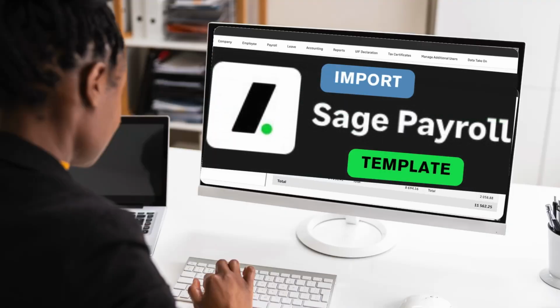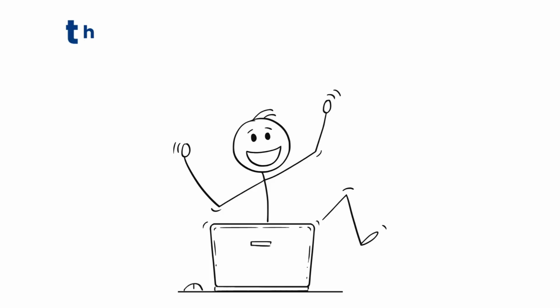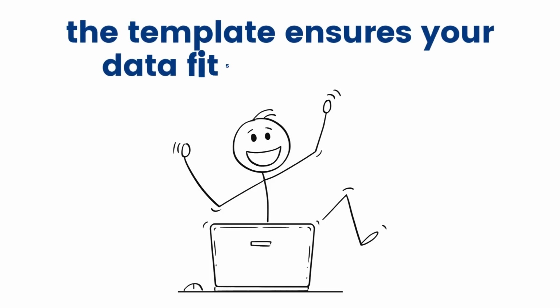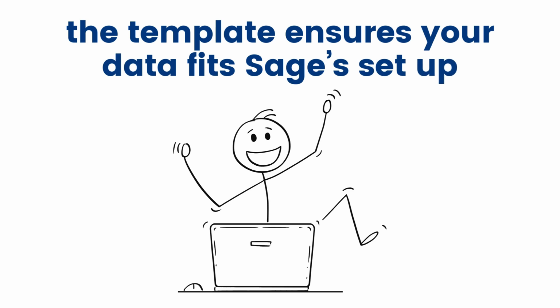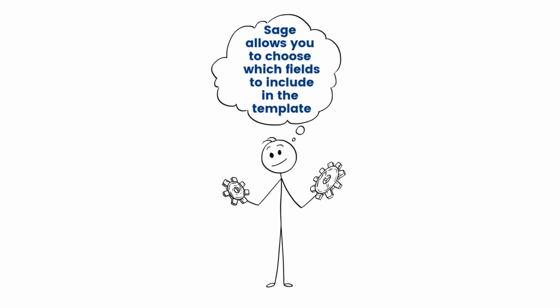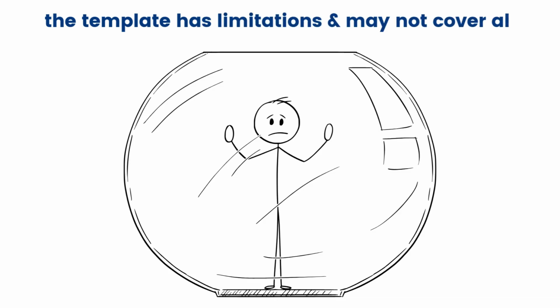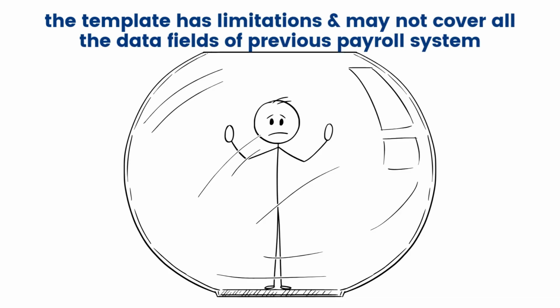In Sage Business Cloud Payroll, you've got to create a unique import template before bringing in any employee details. This template keeps things running smoothly, making sure your data fits Sage's setup perfectly. It helps avoid errors and keeps everything nice and clean for an easy import. Sage provides some flexibility, allowing you to choose which fields to include in the template. However, the template has limitations and may not cover all the data fields you might have used in a previous payroll system. Essentially, Sage says you can import what you need, but only within our standardized format and limitations. Let me show you exactly where to begin.